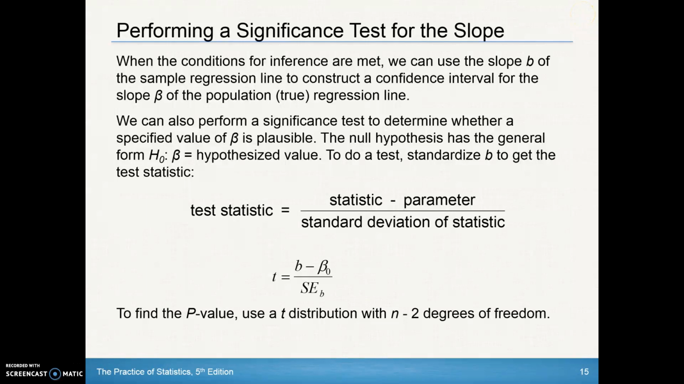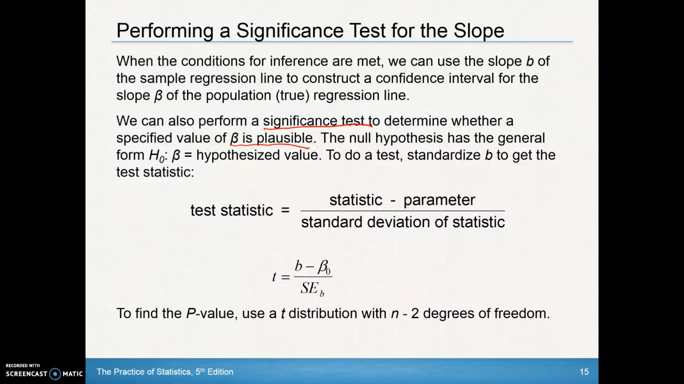Welcome back to Chapter 12, Section 12.1, Day 3. The focus of Day 3 will be on performing a significance test for the slope. Day 2 was looking at confidence intervals. When the conditions for inference are met, we can use the slope b of the sample regression line to construct a confidence interval for the slope beta of the population regression line. But we can also perform a significance test to determine whether a specified value of beta is plausible.